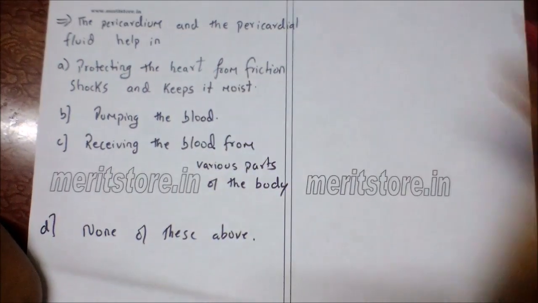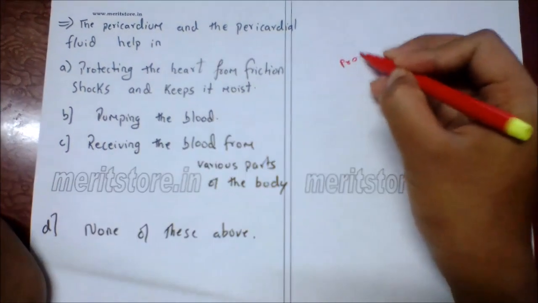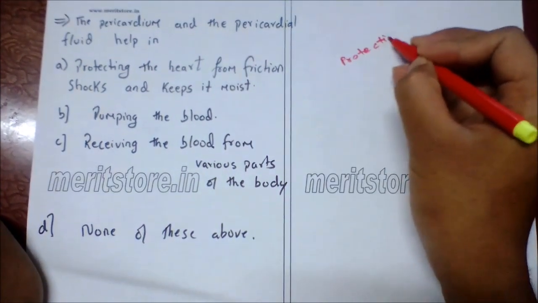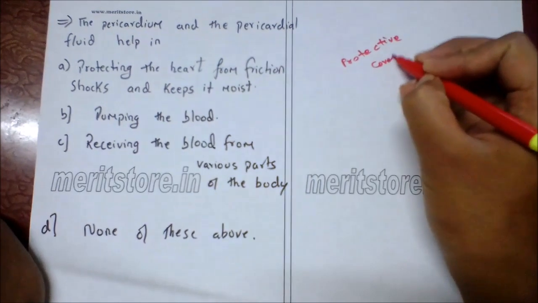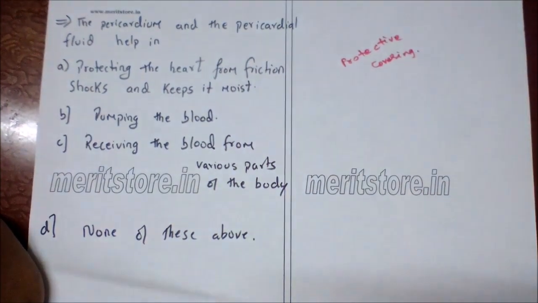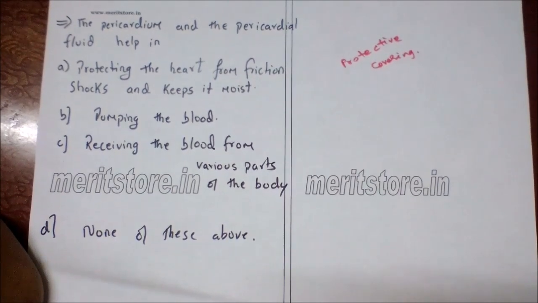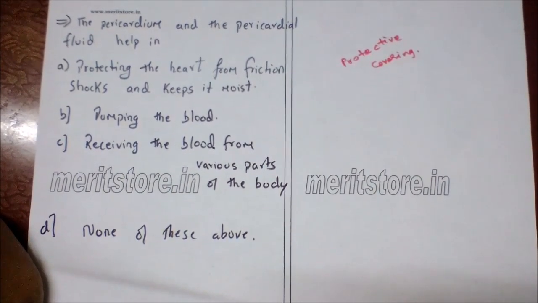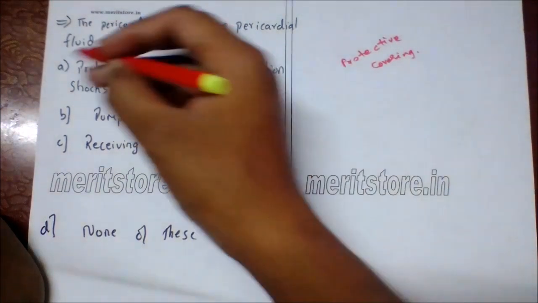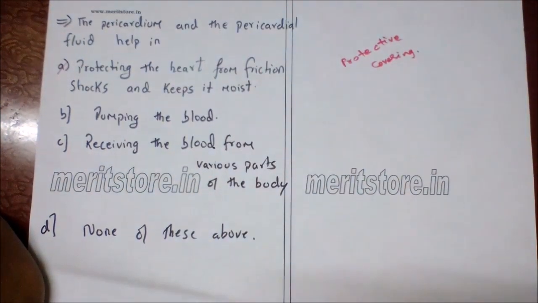So the pericardium is the protective covering around the heart. Peri means around, and pericardial fluid protects the heart from shock, mechanical injuries and keeps it moist and allows free movement of the heart. So option A is the correct answer.